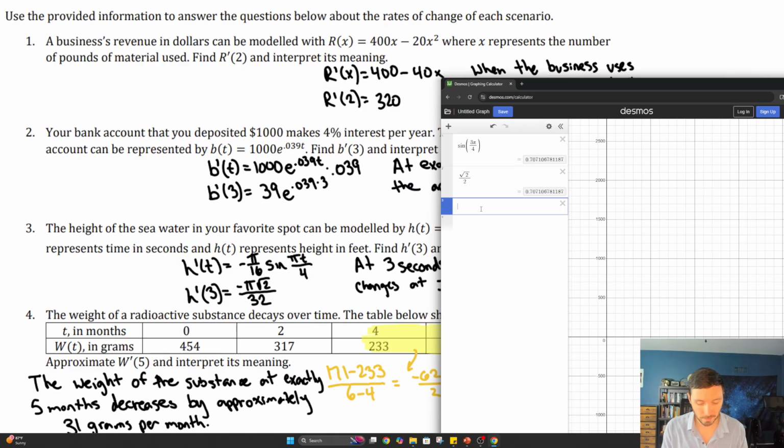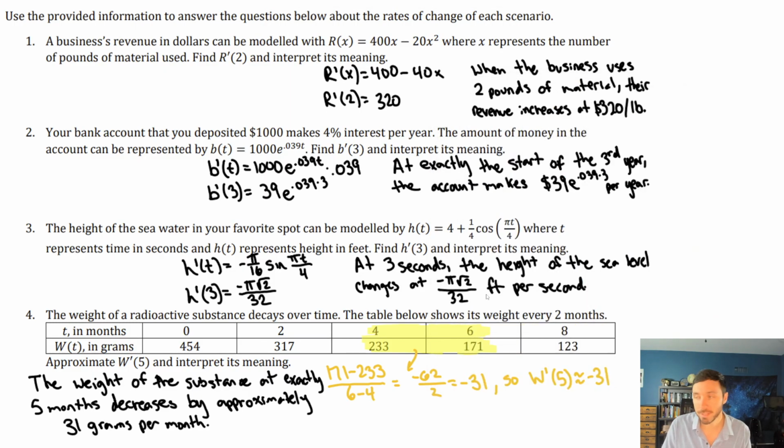It's going to be probably a pretty small value, would be my guess. Pi times the square root of 2, two famous irrational numbers, all over 32 here. Yeah, so that's pretty tiny. That's negative 0.139. And then what are the units here? Feet per second.